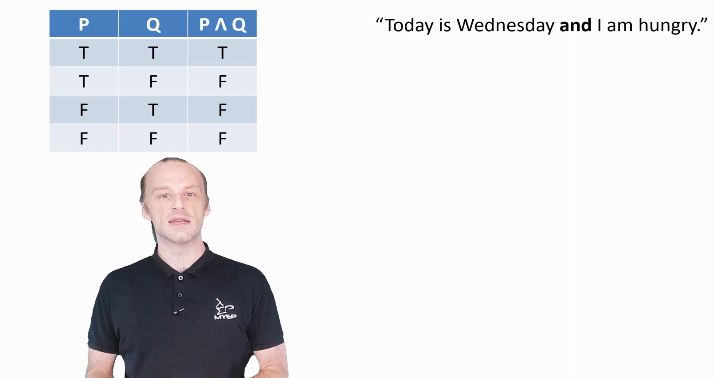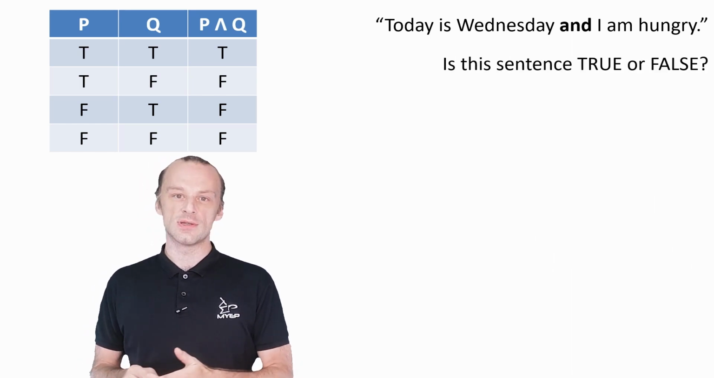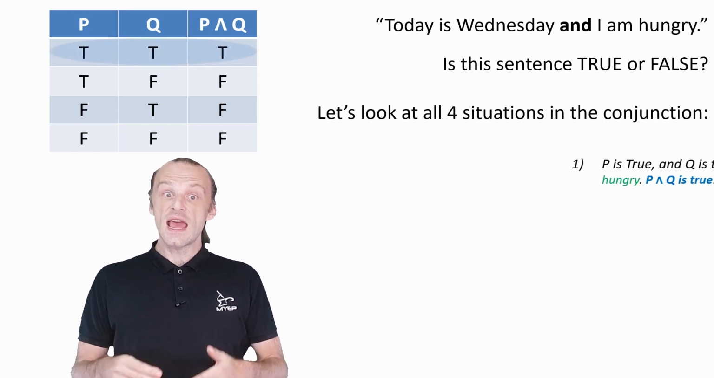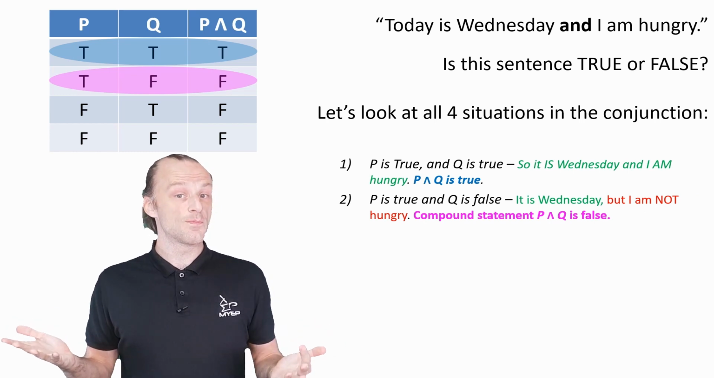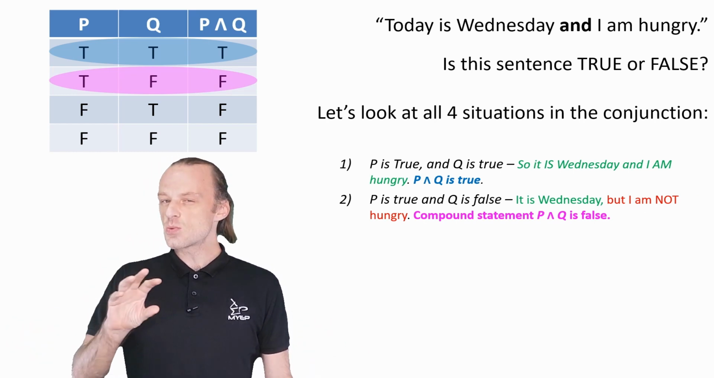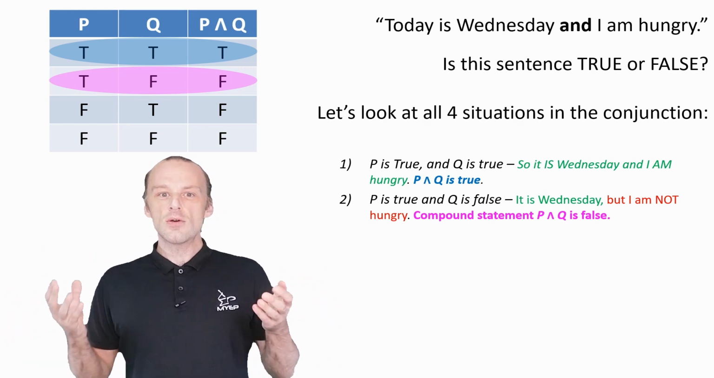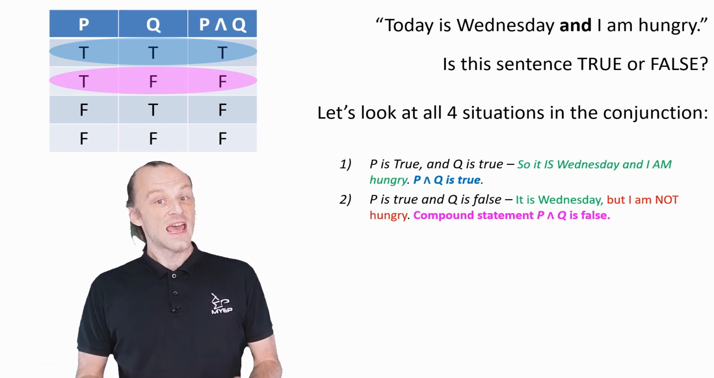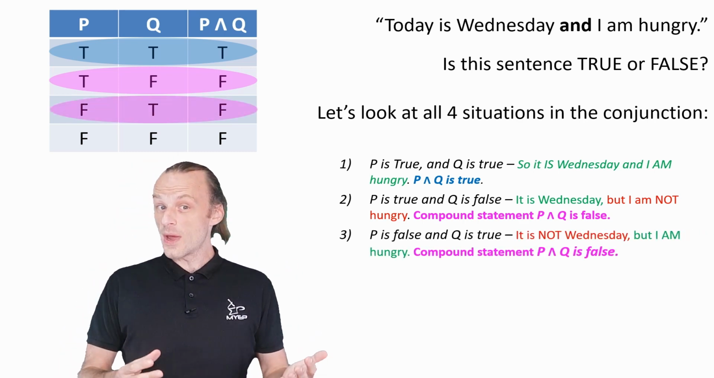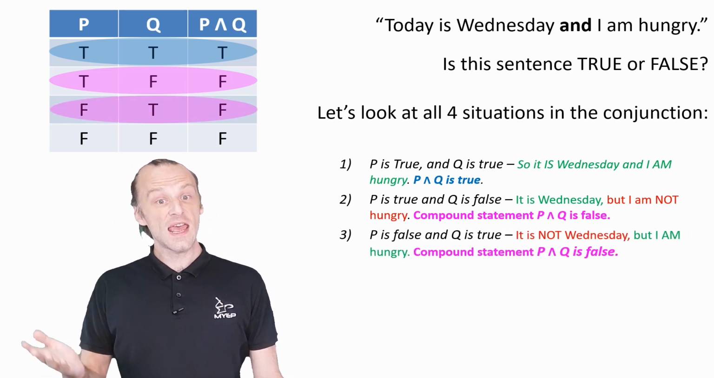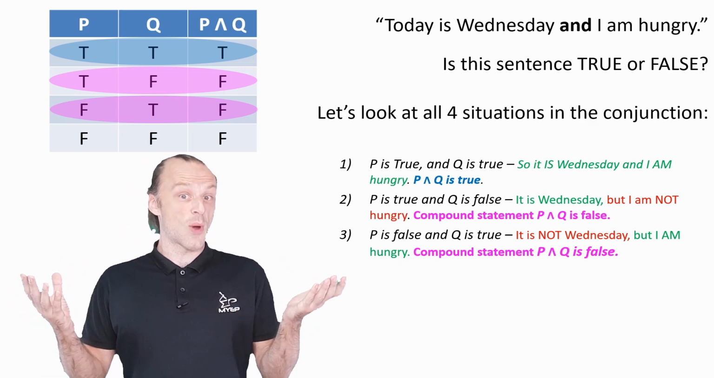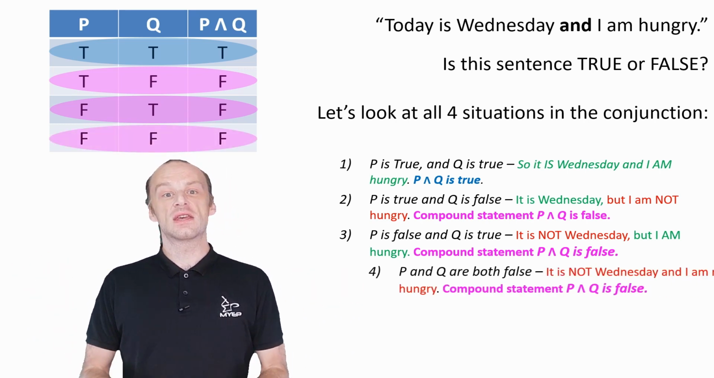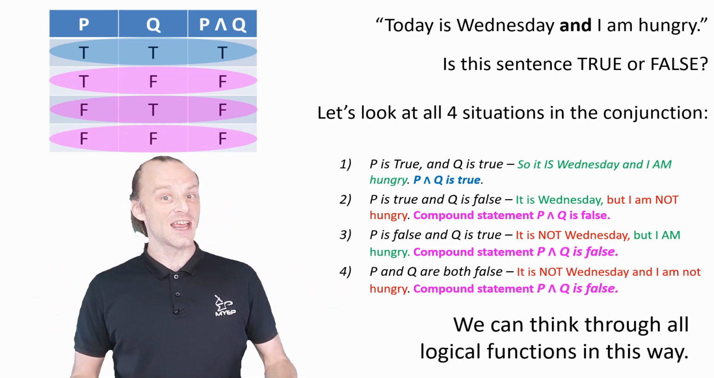If that is quite clear to you, then feel free to skip forward this slide, but let's just look at all 4 situations. In the first, it is Wednesday and I am hungry, so the whole compound statement P and Q is true. In the second row, it is Wednesday, but I'm not hungry, so the overall compound statement is false. And in the third row, it's not Wednesday, even though I'm hungry, so again, the whole compound statement is false. And then finally, on the fourth row, it's not Wednesday and I'm not hungry, so of course the statement to say that I am, or it is, is false.